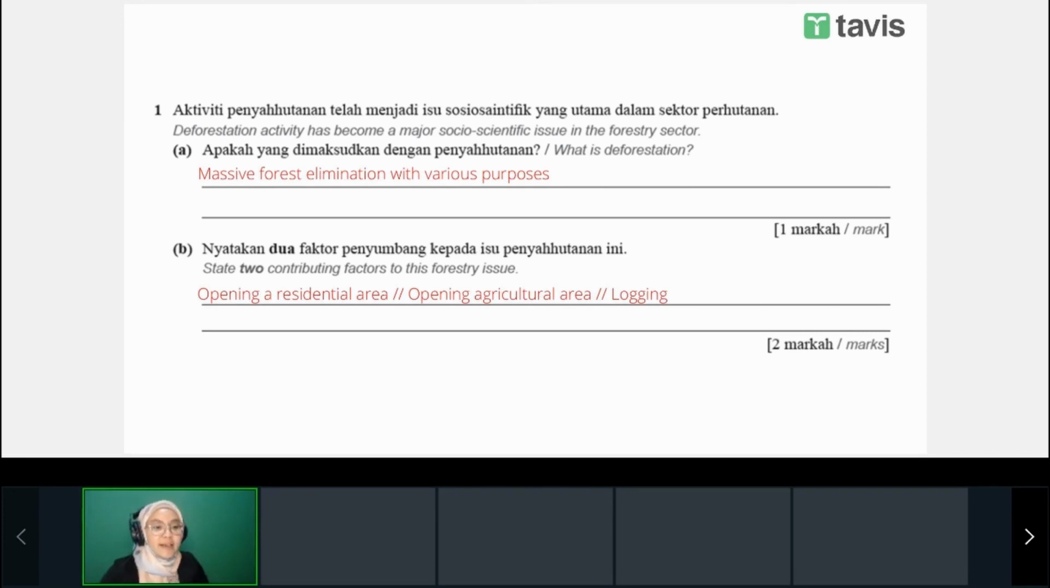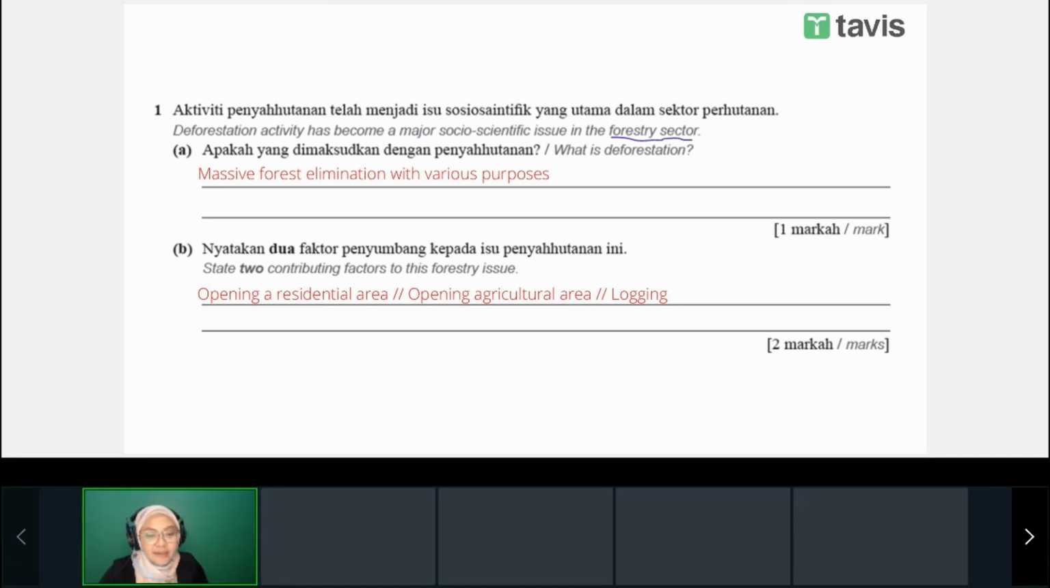The second question, let's see. Okay, if you have any other question, please drop your question at the room chat below, yeah? Okay. Deforestation activities has become a major socio-scientific issue in the forestry sector. They talk about the forestry sector.